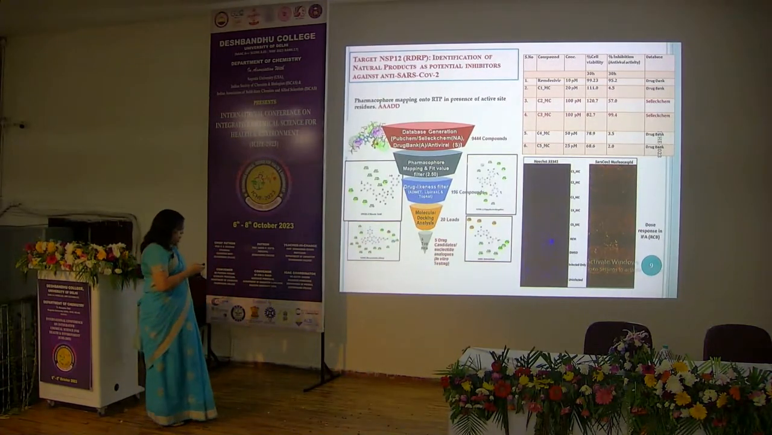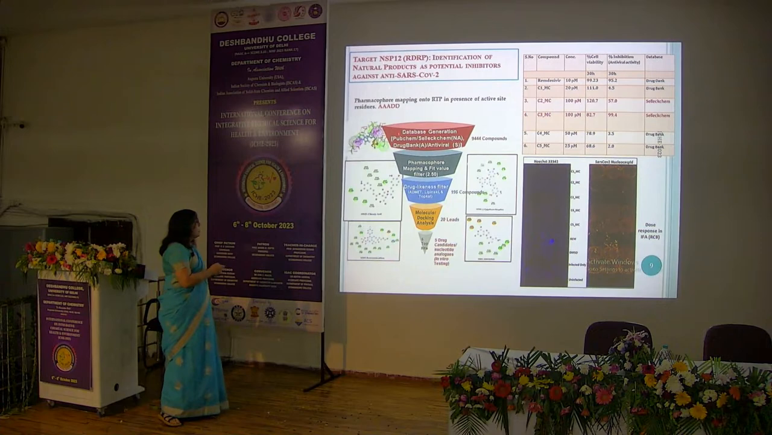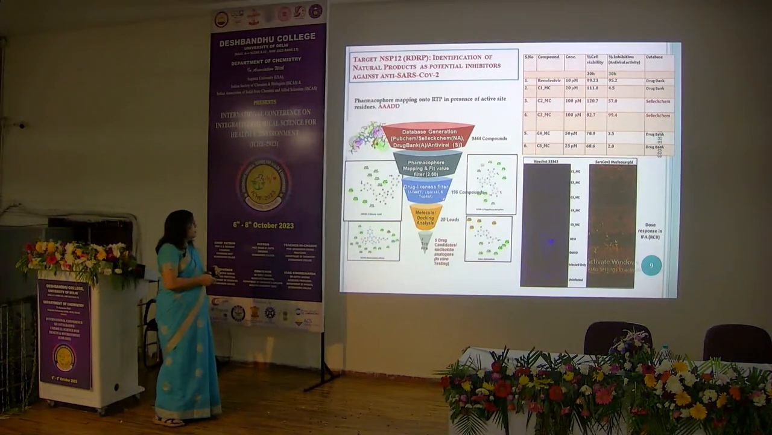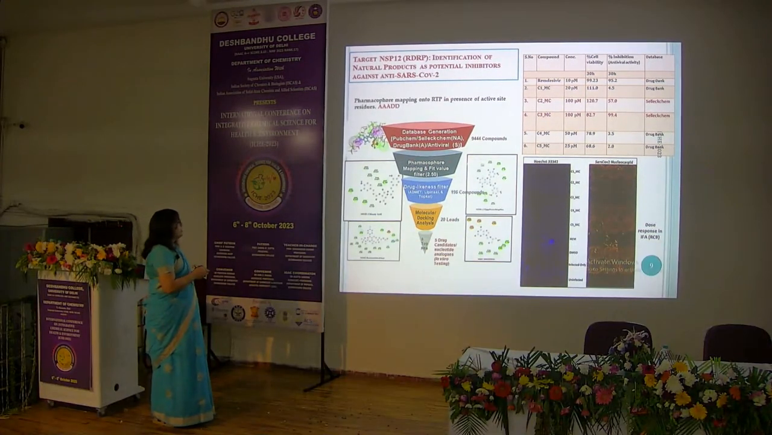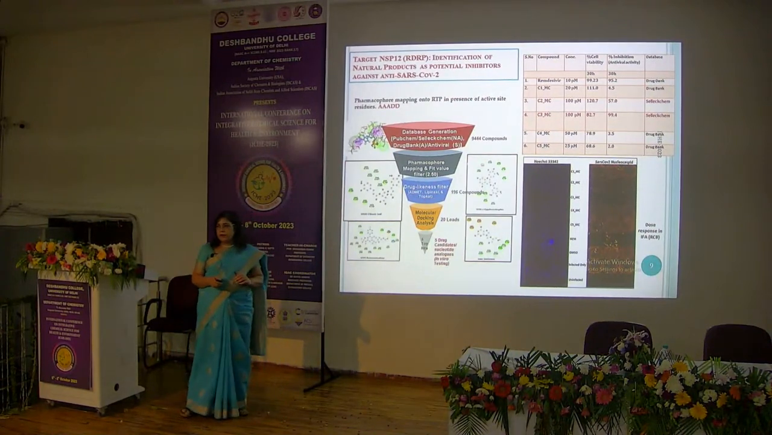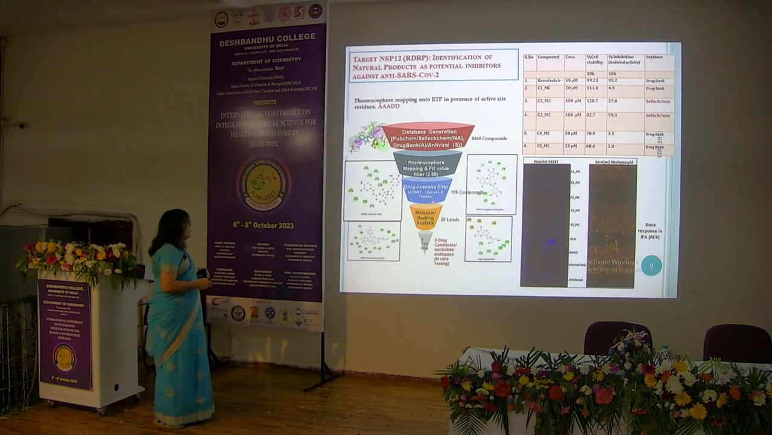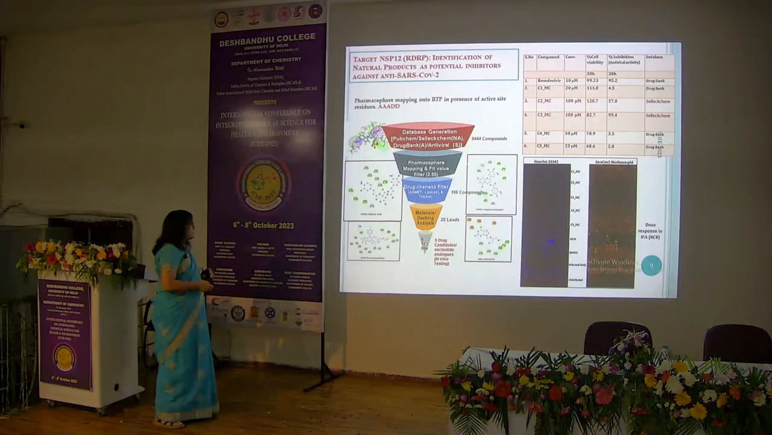So this story was for the RDRP enzyme, the NSP12 of SARS-CoV-2. Again, the pipeline remains the same. You have the database generation. The database was already generated. You do the mapping, try to have a filter of fit value. Again, you filter it through drug-likeness filters like ADME or TopCat or toxicity, etc., or Lipinski's rule of five. Do the molecular docking and suggest some hits.